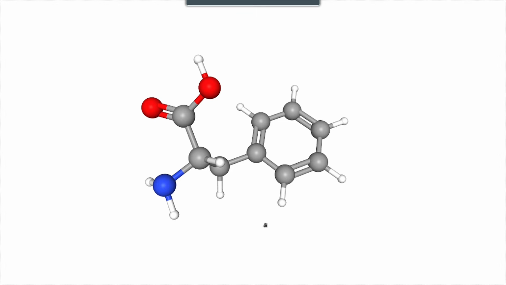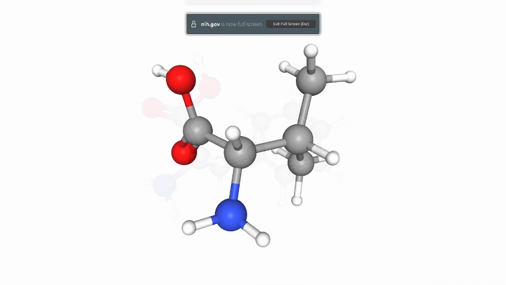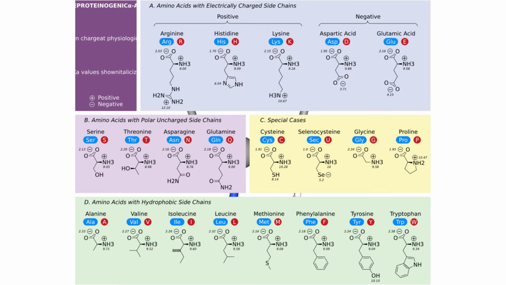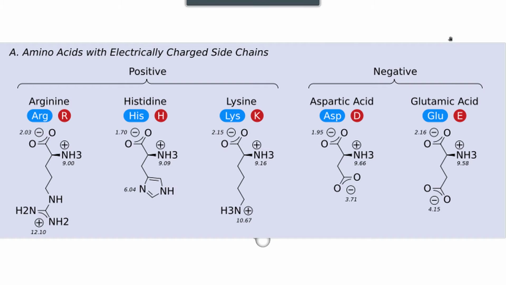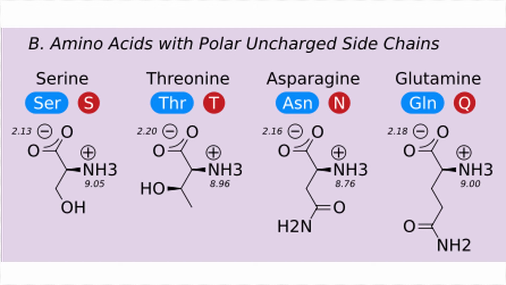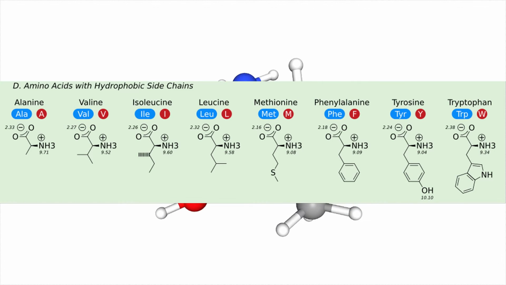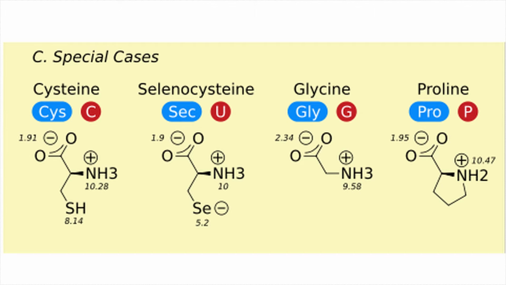Amino acids are roughly divided into several groups. Although there is the single amino acid group, there are 5 that are called charged side chains, 4 with polar uncharged side chains, 8 with hydrophobic side chains, and 4 that exist just to aggravate people by being exceptions with their own special rules.